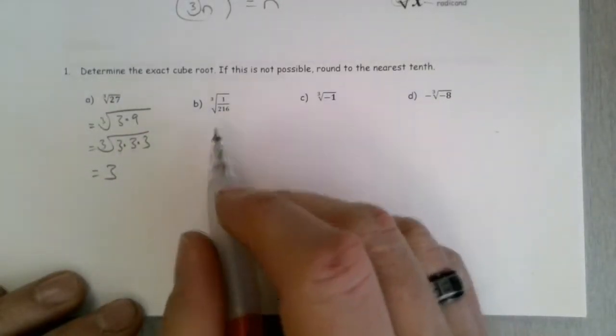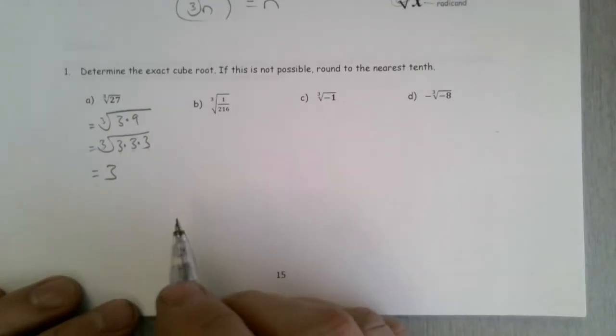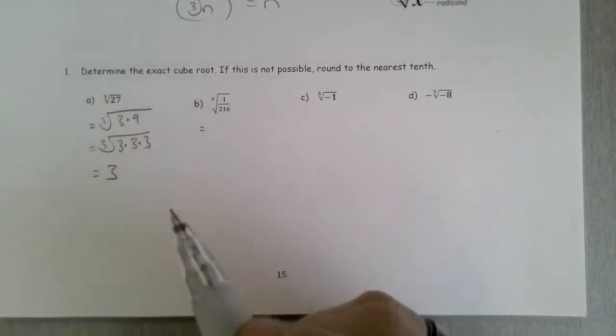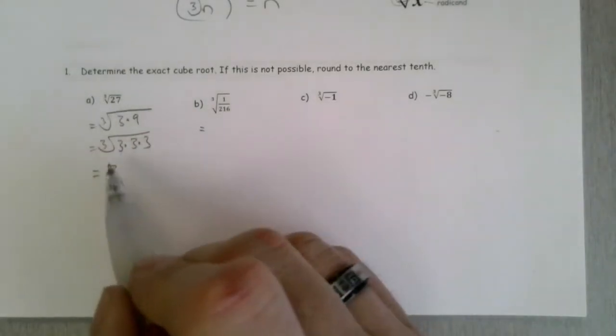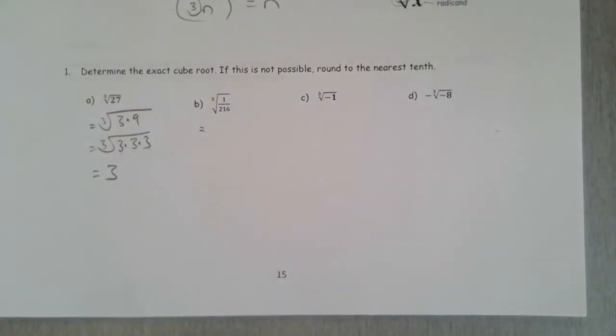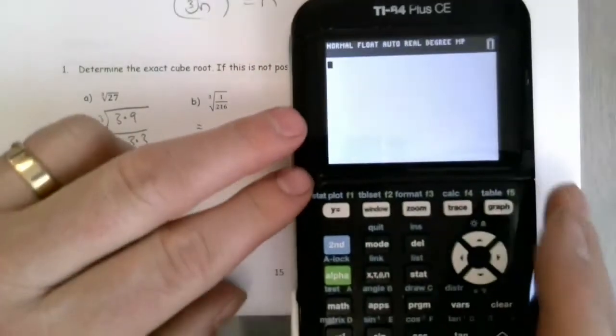Now, maybe I look at the cube root of 1 over 216, and I'm not entirely sure how to handle that. Well, that's okay. This is why we want to take a look at this. One way to do this is to play with numbers that you're comfortable with. If you're not comfortable with that, there is another way. Let's pull up the calculator.